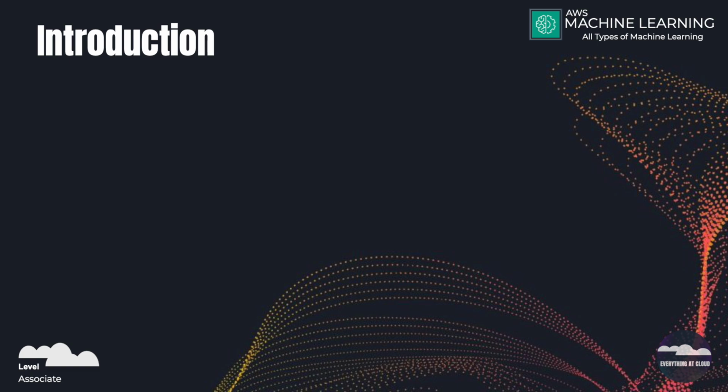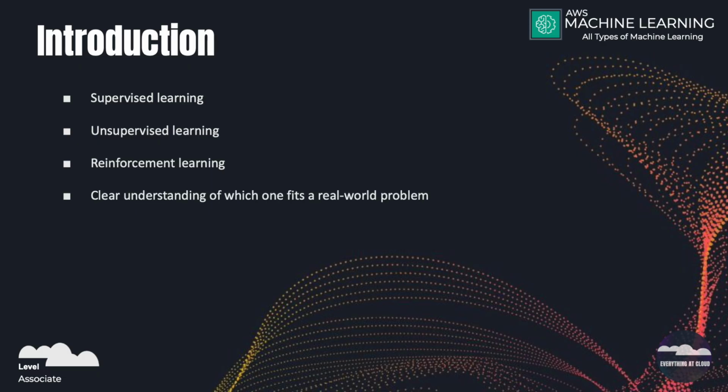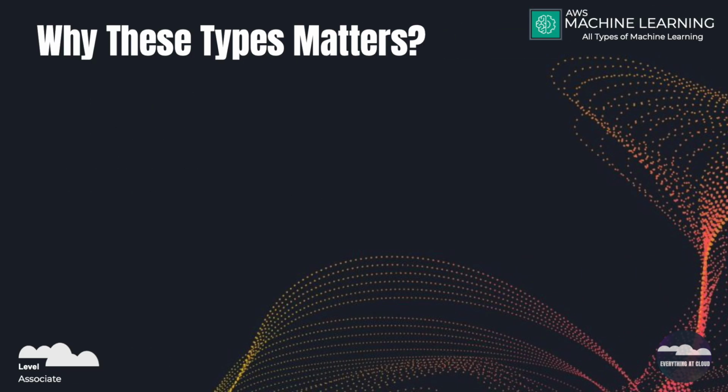In this video, we're going to break down three main machine learning approaches: supervised learning, unsupervised learning, and reinforcement learning. And by the end, you'll have a simple way to tell which one fits a real-world problem. So let's first look at why these types matter in the first place.